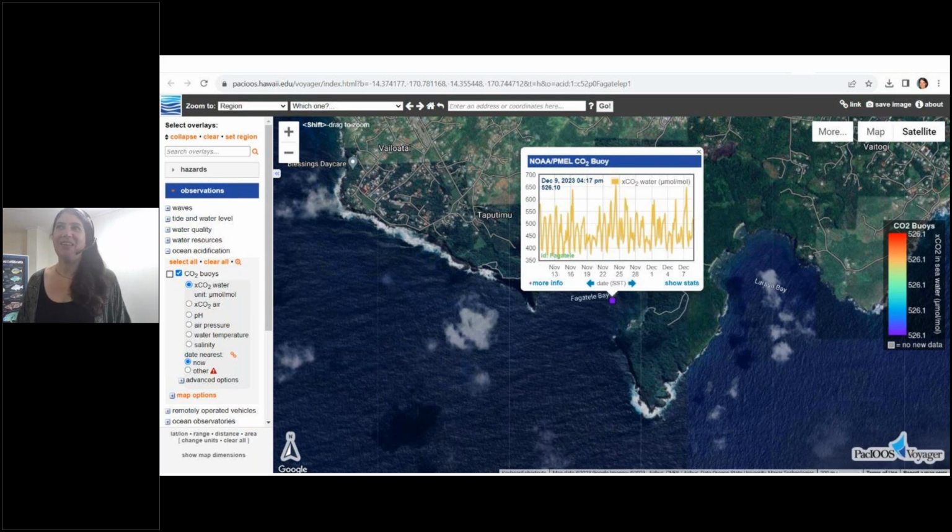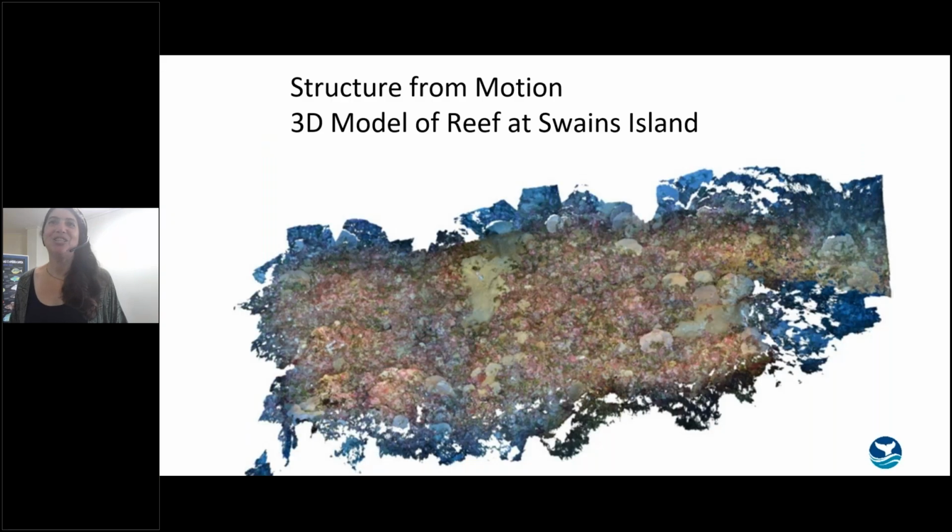But that's not the only thing that we're relying on. In addition to the buoy, we are using tools like structure from motion to build 3D models of the reefs and track changes over time. With this technique, you can zoom into these models and look at individual corals. You can measure them, evaluate their health, and you can also evaluate the microtopography of the reef and look at how the reef itself is changing over time.